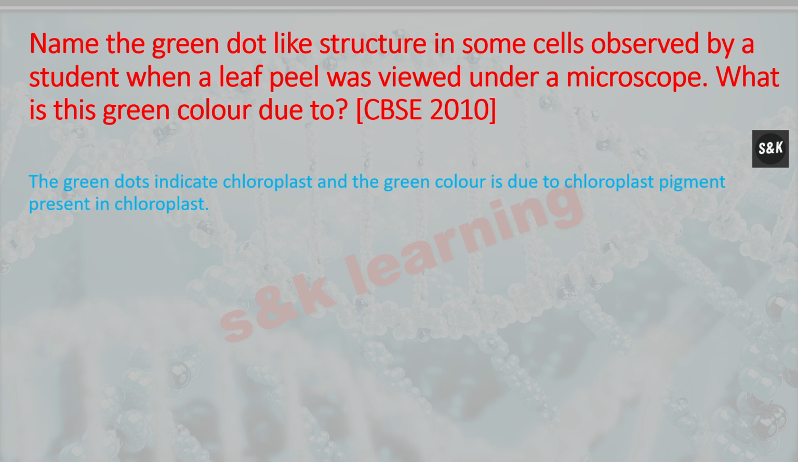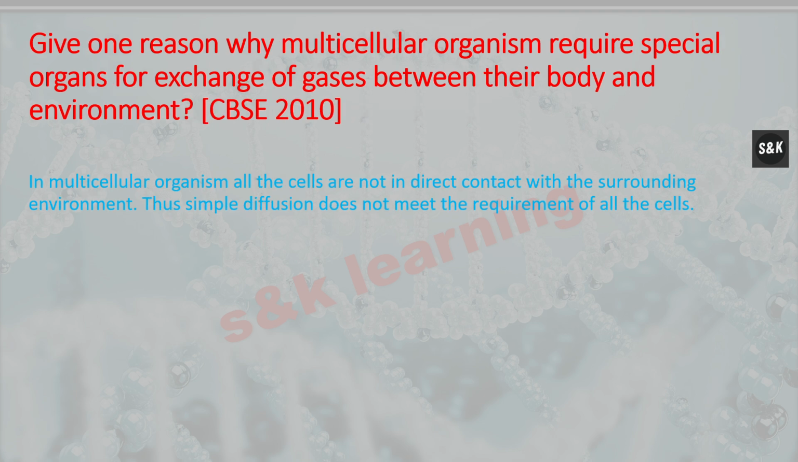Name the green dot-like structure in some cells observed by a student when a leaf peel was viewed under a microscope. What is this green color due to? The green dot indicates chloroplast, and the green color is due to a chloroplast pigment called chlorophyll. Give a reason why multicellular organisms require special organs for exchange of gas between the body and environment. In multicellular organisms, all the cells are not in direct contact with the surrounding environment, thus simple diffusion does not meet the requirement of all the cells.